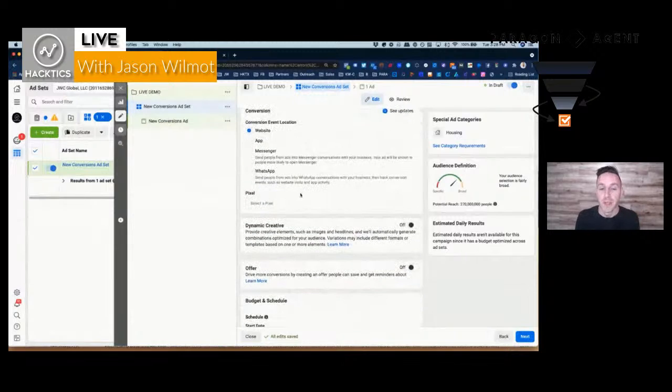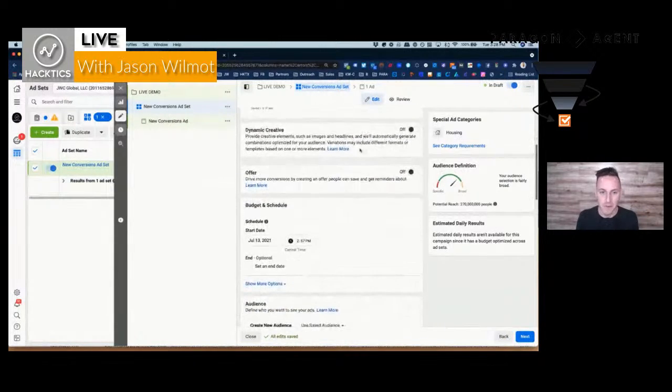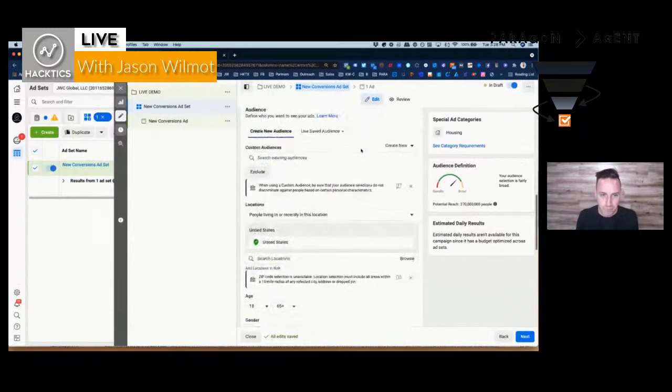Okay, so we've got our pixel. I'm not going to get too into this, honestly. We're not even going to talk about dynamic creative or any of this, but let's actually talk about targeting. How do we find folks who are actually interested in buying a house or selling a house?